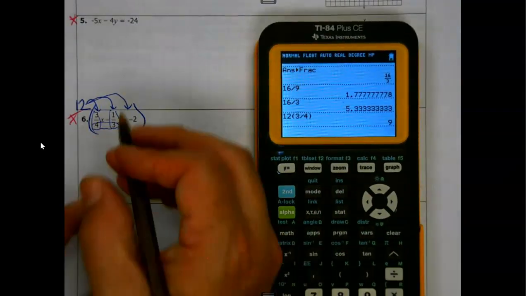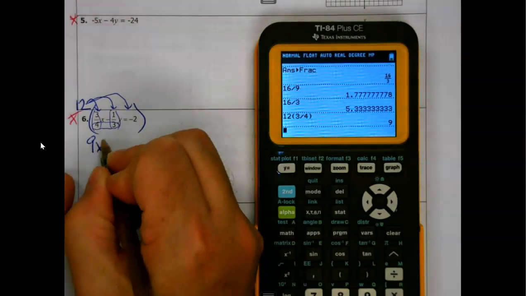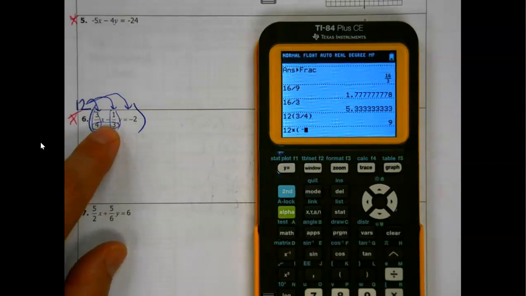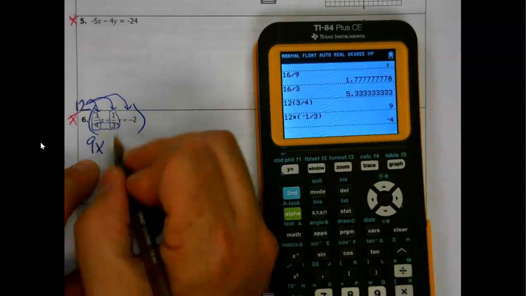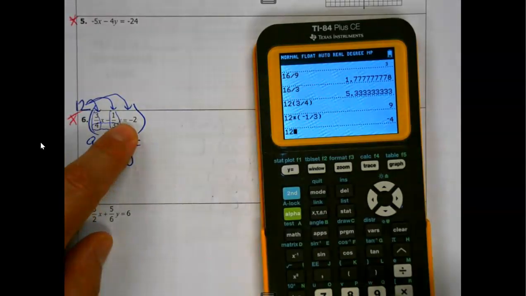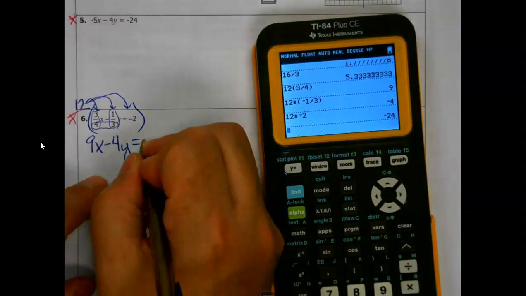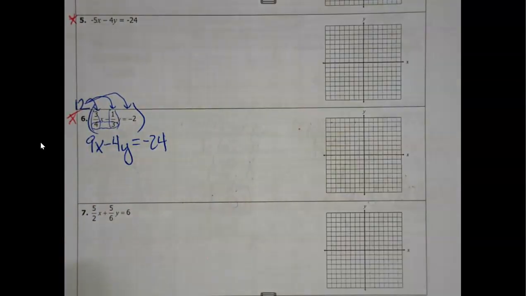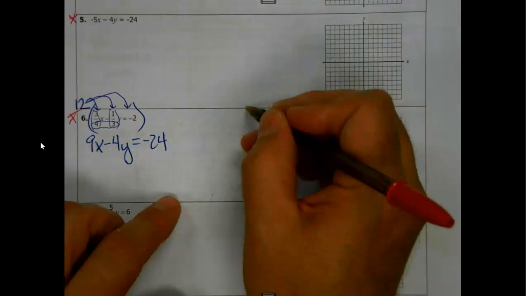So 3/4. 12 times negative 1/3. I got to remember the negative. And 12 times negative 2 is negative 24. That's the equation I'm going to work with, because that's just easier to work with in general.